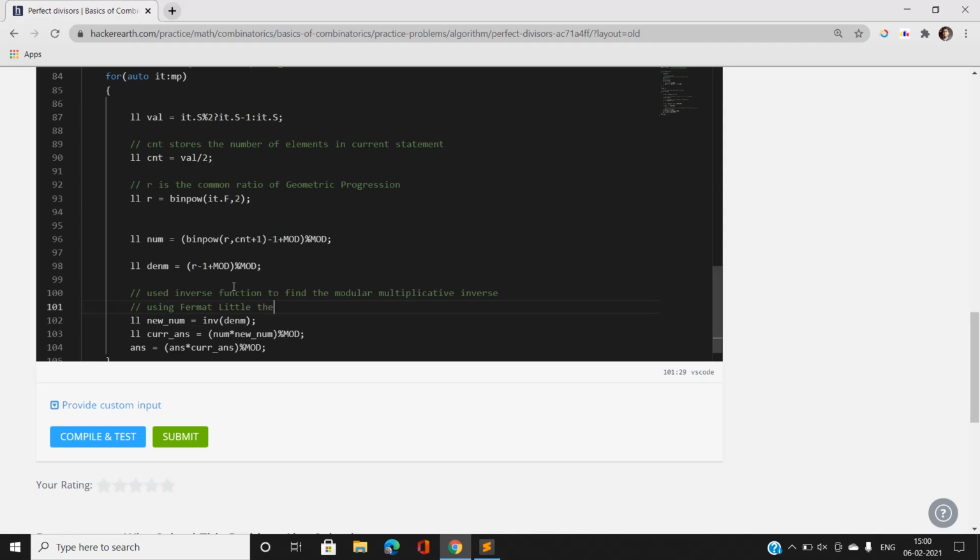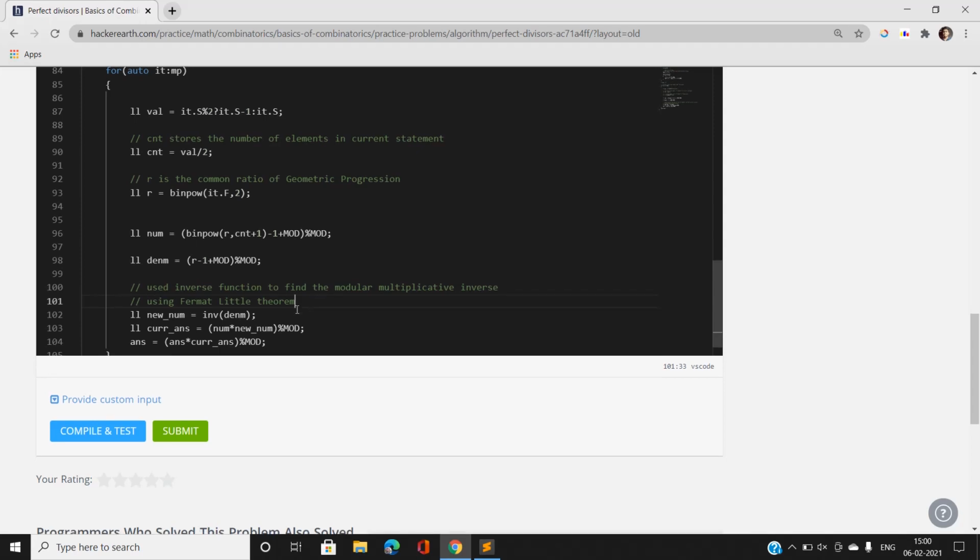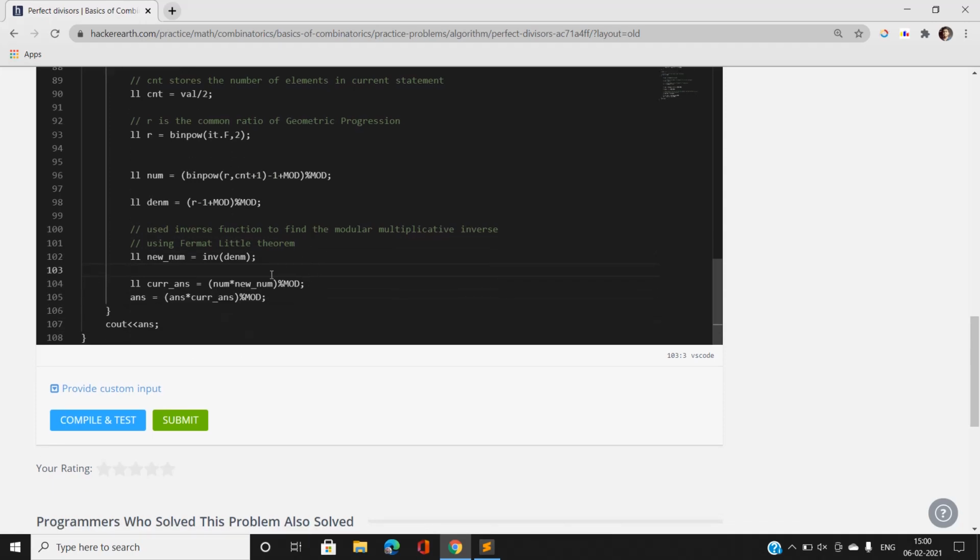Note that I have also explained in one of my videos how to calculate this efficiently, so do watch it. I have also mentioned the link in the description section of the video. So our new numerator would be the inverse of this denominator. So our current answer would become the current numerator times our new numerator, which is actually the inverse of the denominator, and I am going to take the modulus always, so that the integer doesn't overflow.